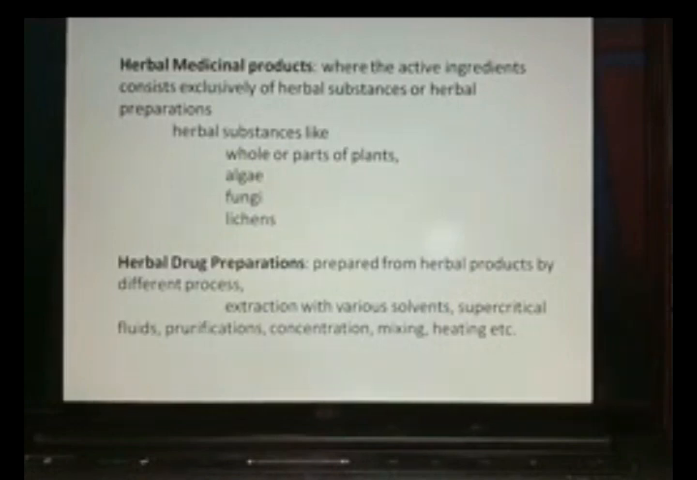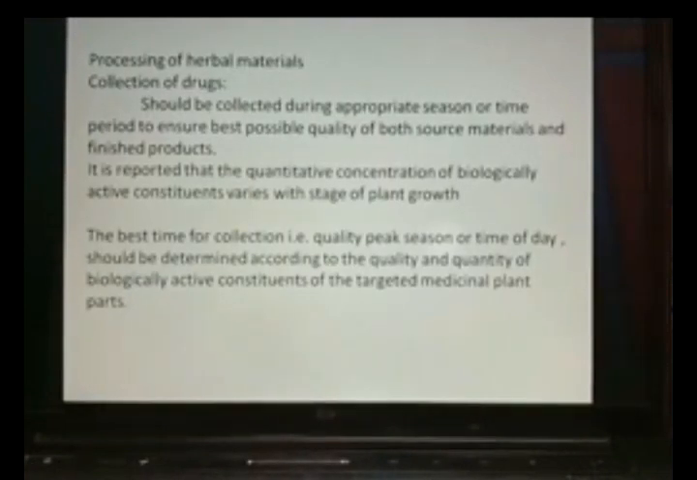Now, next is processing of herbal medicines, herbal materials. The first and important step in the processing of herbal materials is the collection of drug. Collection of drug, in other terms, we can say it is harvesting of the active medicinal part of the plant.